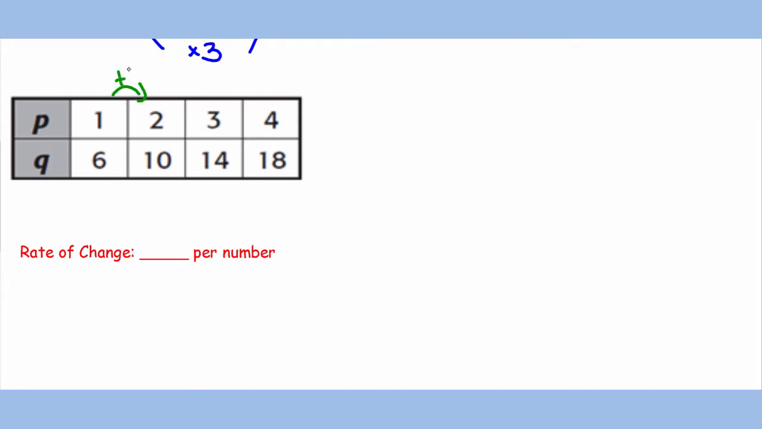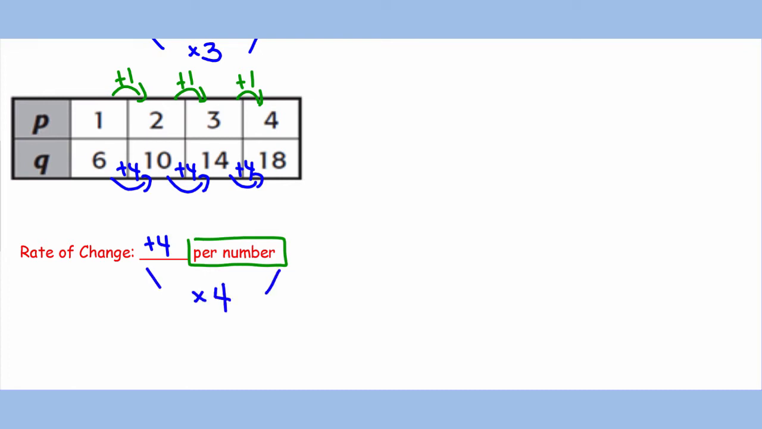Now in the second example, let's see what happened on top. It is plus 1 plus 1 plus 1 again, and that's where the per number came from. At the bottom, plus 4 plus 4 plus 4. So the rate of change in this question will be plus 4. Again, plus 4 per number can also translate to timesing by 4.